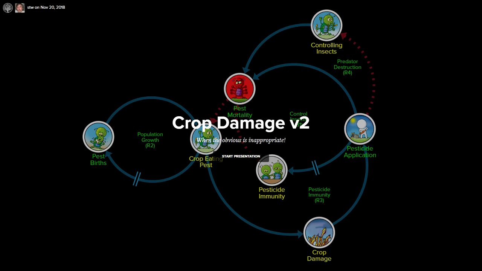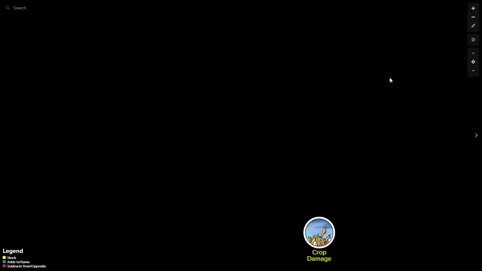Now, to begin with, the situation that I'm trying to understand how to deal with in this particular model is crop damage. So starting with the situation, I simply asked, what influences this, or what does this influence? And by asking that question, I understand that the reason that I'm having crop damage is because I have crop-eating pests and they're damaging the crops.